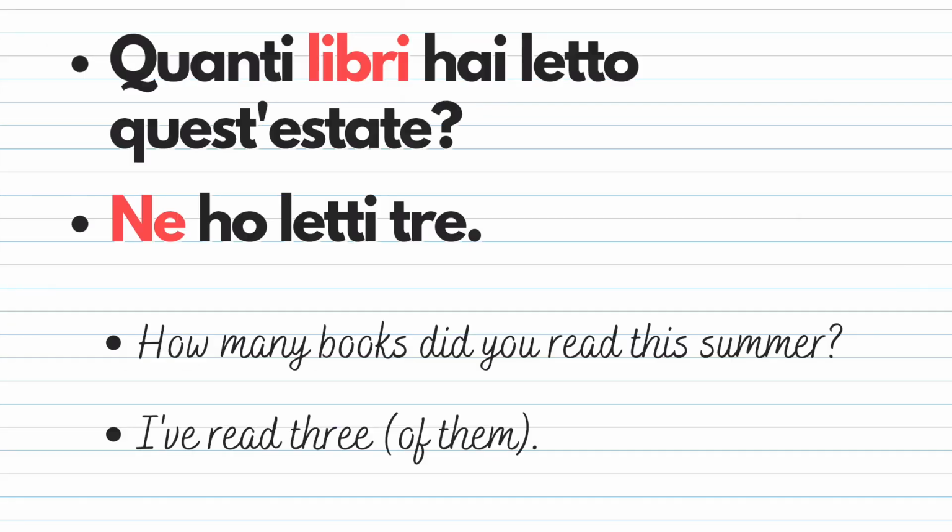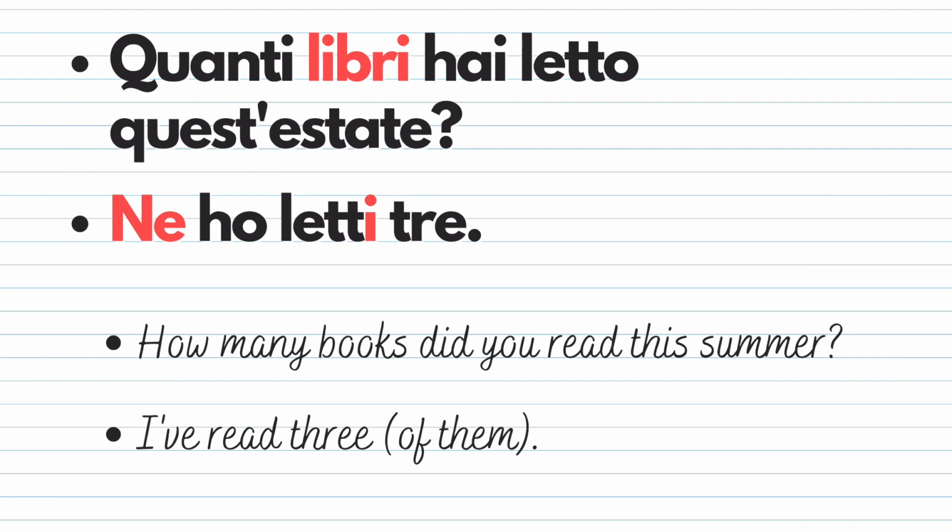Or, for example, quanti libri hai letto quest'estate? Ne ho letti 3. Quanti libri hai letto quest'estate? Ne ho letti 3. Well, here we've got the same thing. I'm saying, how many books have you read this summer? And then I want to say, I've read 3 of them, of books. But now, since I'm using the verb leggere in the past, ho letto, and letto is the past participle, I will have to change the past participle letto according to the gender and number of the word that I replaced. In this case, libri. Since libri is masculine and plural, that is why I'm going to say letti. That's why ne ho letti 3.